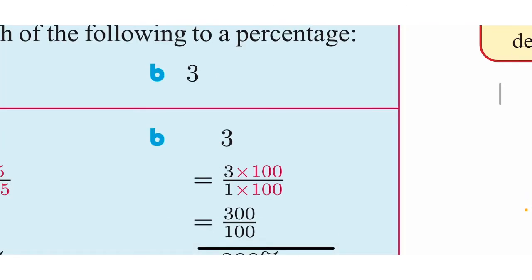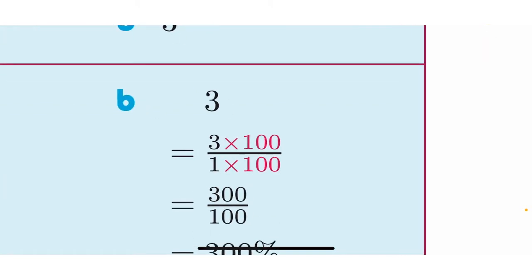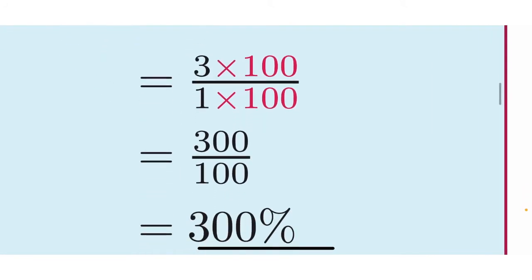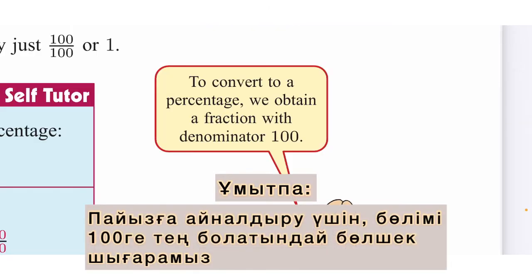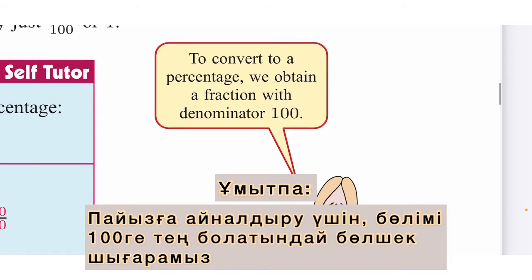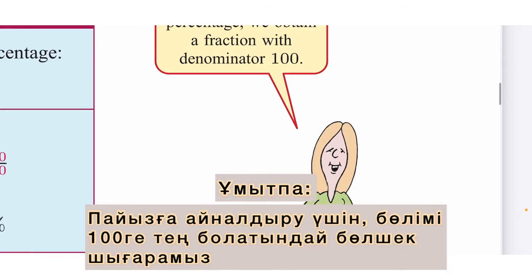Second example, B. Convert 3 to a percentage. This is not a fraction, but it has 1 in the denominator. So we multiply by 100, 3 and 1. We got 300 over 100. This means 300%. Remember, to convert to a percentage, we obtain a fraction with denominator 100.